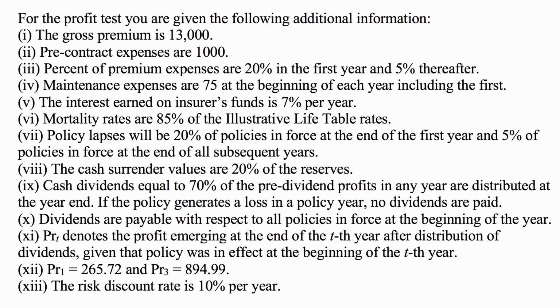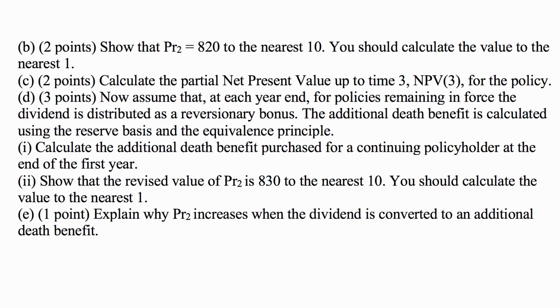PRt denotes the profit emerging at the end of the t-th year after distribution of dividends, given that the policy was in effect at the beginning of the t-th year. PR1 equals 265.72 and PR3 equals 894.99. The risk discount rate is 10% per year. Part B, show that PR2 equals 820 to the nearest 10. You should calculate the value to the nearest 1. Part C, calculate the partial net present value up to time 3, NPV3, for the policy.